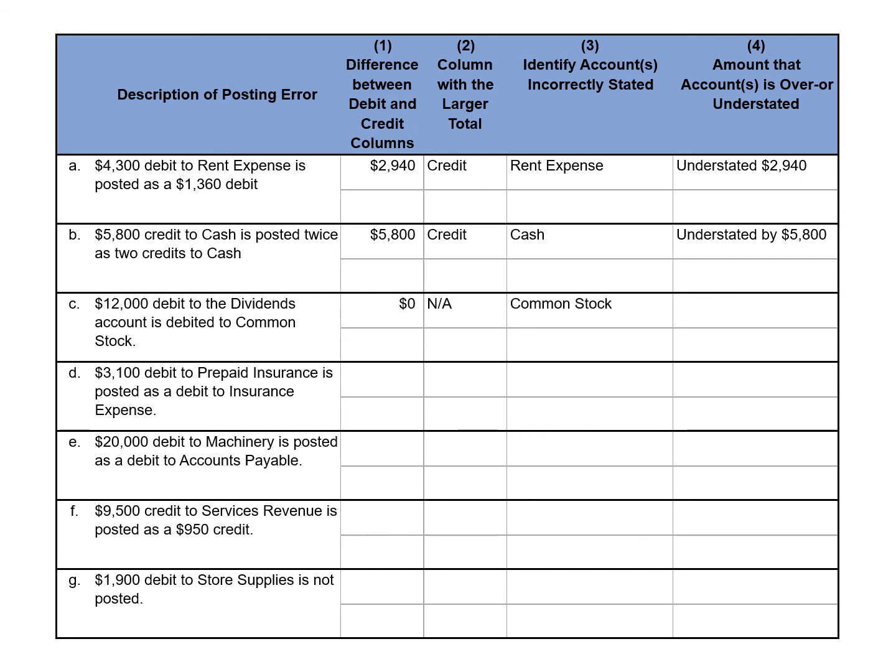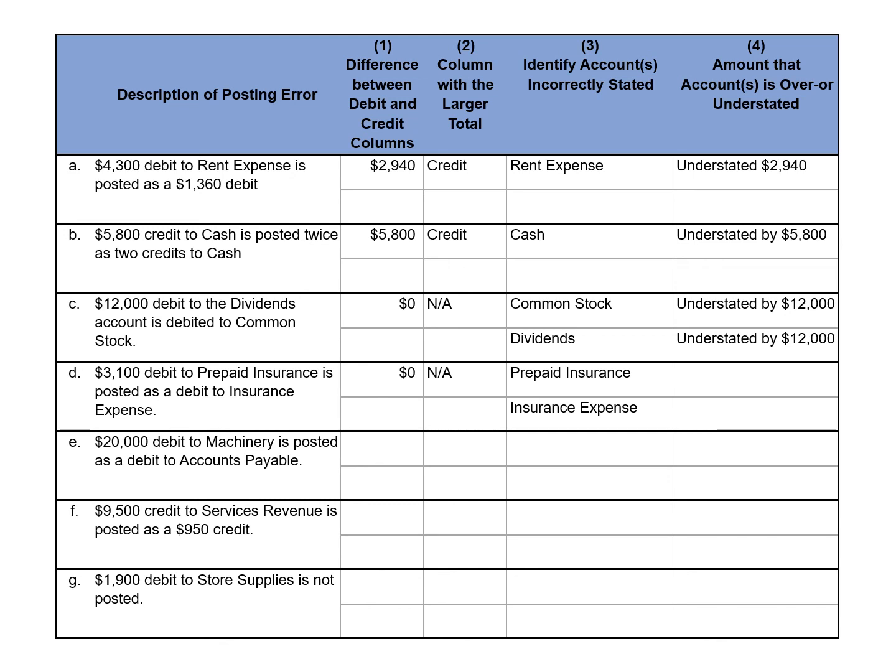Common stock is understated by 12,000 because we debited it erroneously, reducing its balance. And our dividends are understated by 12,000 because we should have debited it, and dividends are increased by debits. Okay? In letter D, $3,100 debit to prepaid insurance was posted as insurance expense instead. So we're missing a debit in prepaid insurance, but we have an extra debit in insurance expense, and therefore our total columns aren't going to be any different. But we have misstated prepaid insurance and misstated insurance expense.